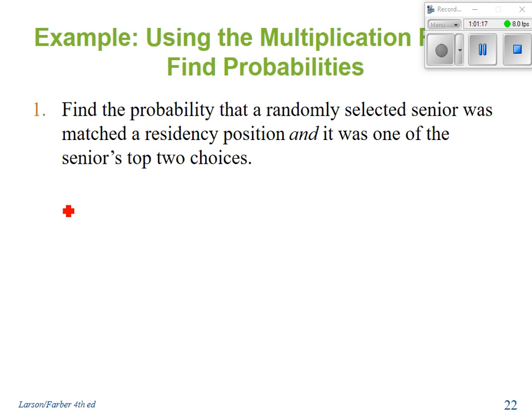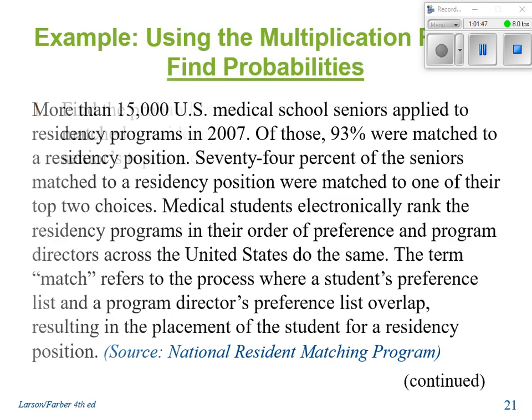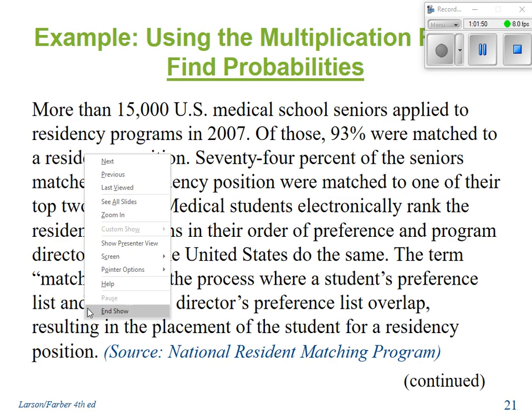Find the probability that a randomly selected senior was matched to a residency position, and it was one of the senior's top 2 choices. How are we going to do that? What's the probability that they got matched? 93%, so 0.93. What's the probability that they got matched to one of their choices? 74%.